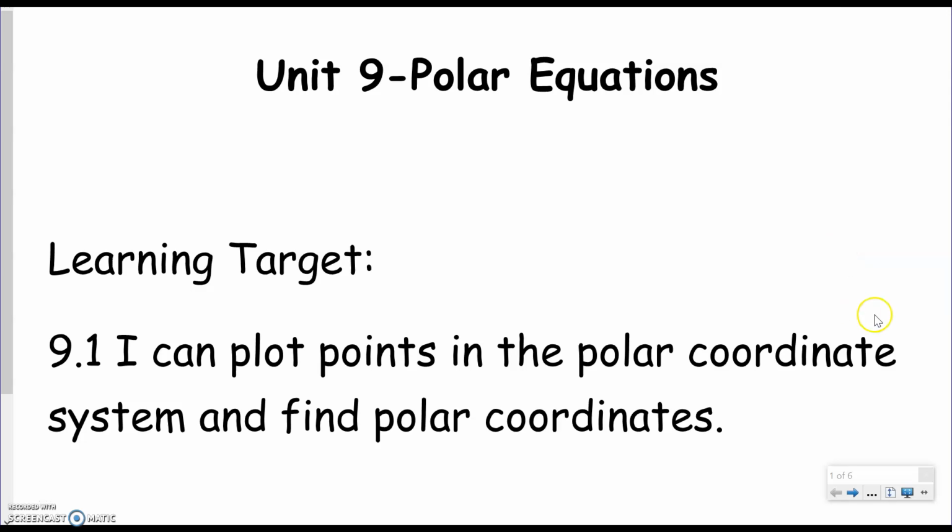Good morning. Today we're going to continue on with material that you need to be familiar with for BC Calculus or Calc 2, which is polar functions or polar equations. So today we're going to talk about how to plot points in the polar coordinate system and find polar coordinates.